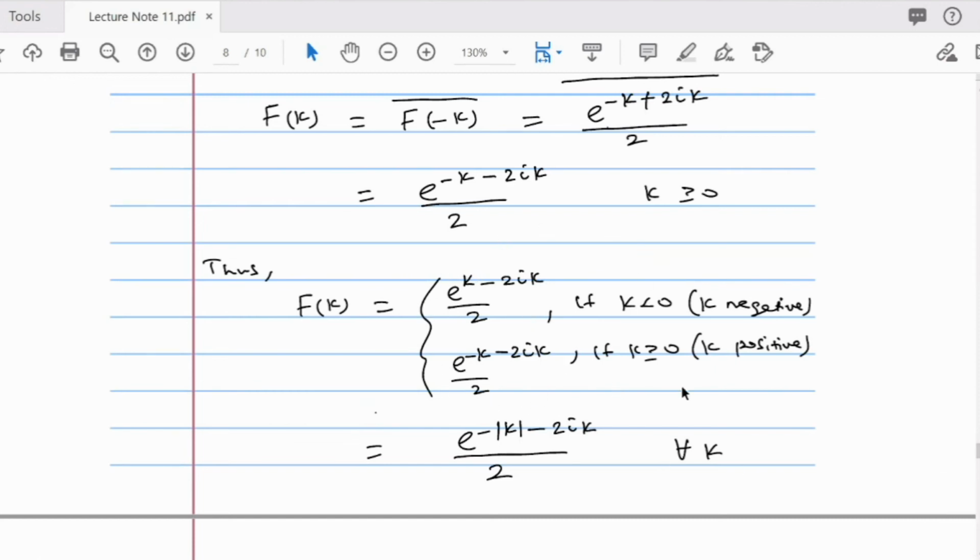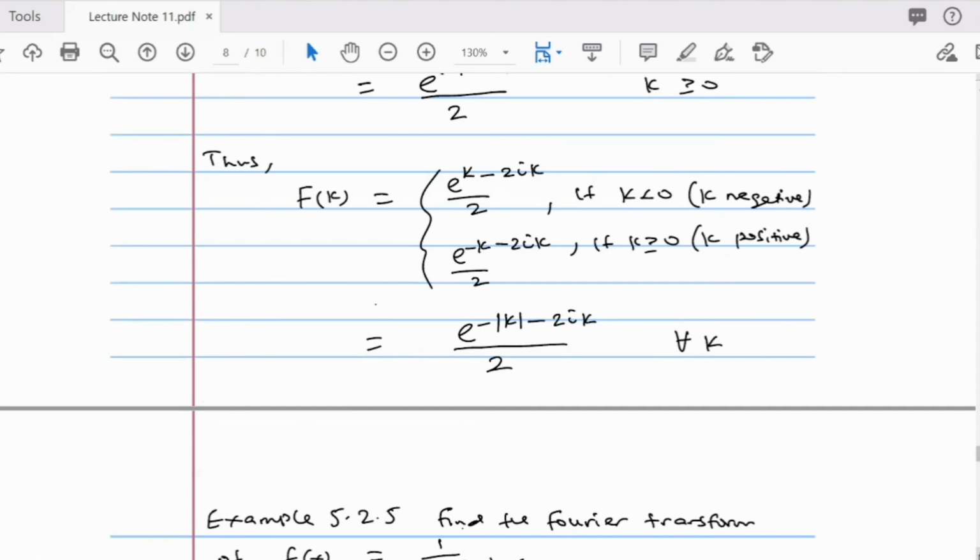So this side is true for k that is negative. This is true for k that is positive. But when you combine the two together to form one, you can have this. So this is true for all k.